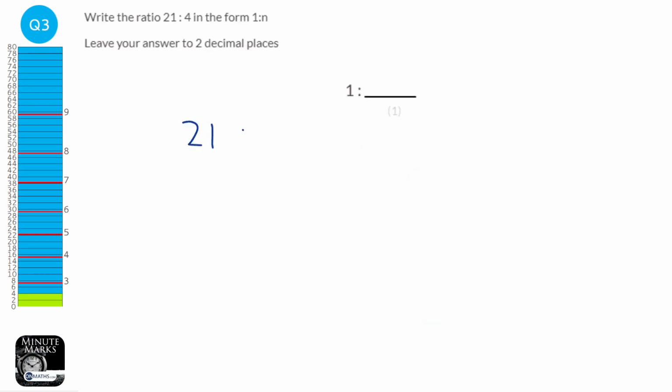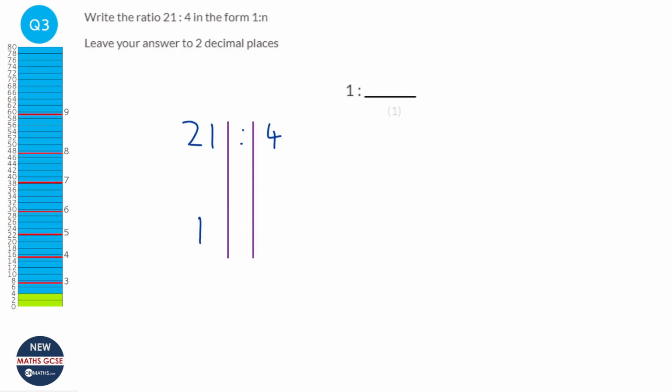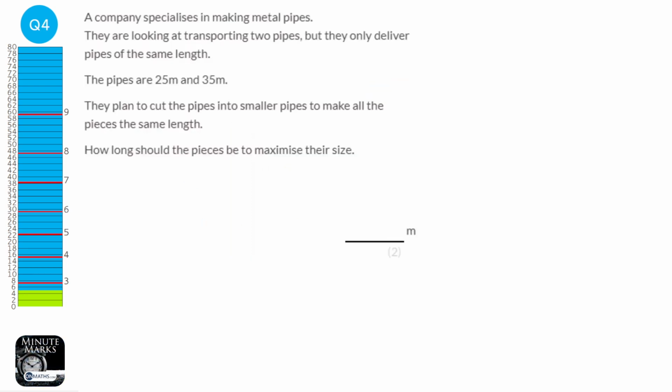So we're given 21 to 4 as the ratio. And we're just going to have our lines in, because what we need to do is make the left-hand side be 1. And to do that, for 21, I need to divide it by itself, divide it by 21. And we're going to do the same to the right-hand side. So 21 divided by 21 is 1. Perfect, that's what we wanted. 4 divided by 21 is 0.190 and so on. It says it wants it to 2 decimal places, so it's going to be 1 to 0.19.